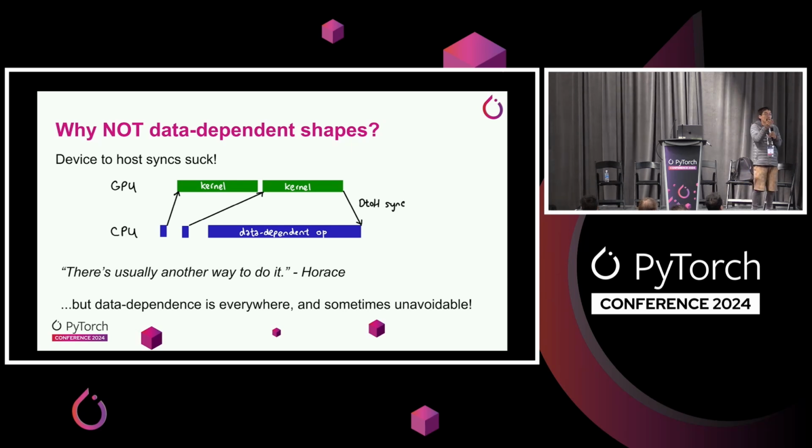So, why not data-dependent shapes? Well, to actually look at the data and to find out how I can take advantage of the sparsity, I have to actually do a device-to-host sync. I have to wait for the GPU to give me the data so that I can actually look at it and say, oh, this is how many non-zero elements are in it.